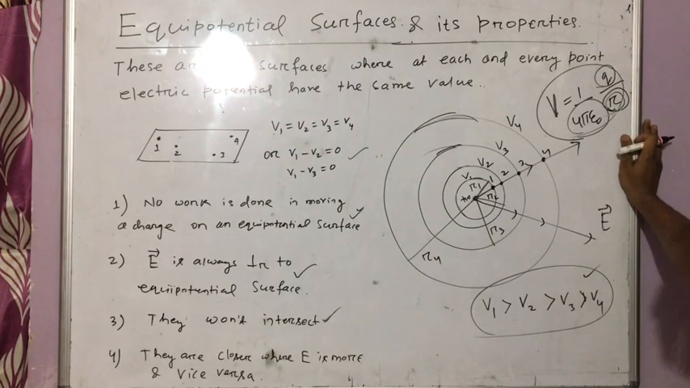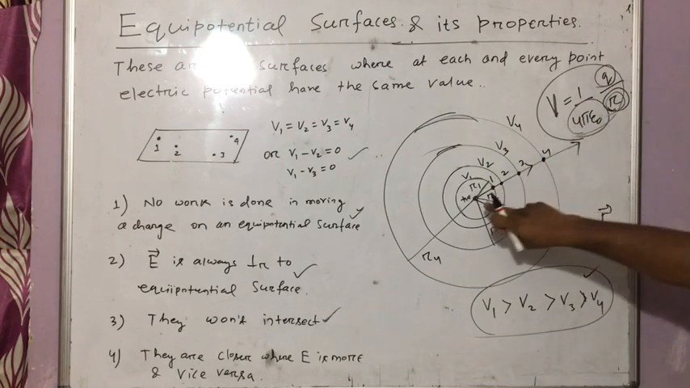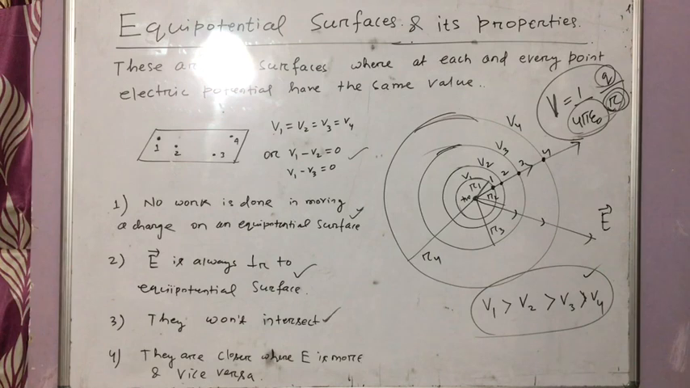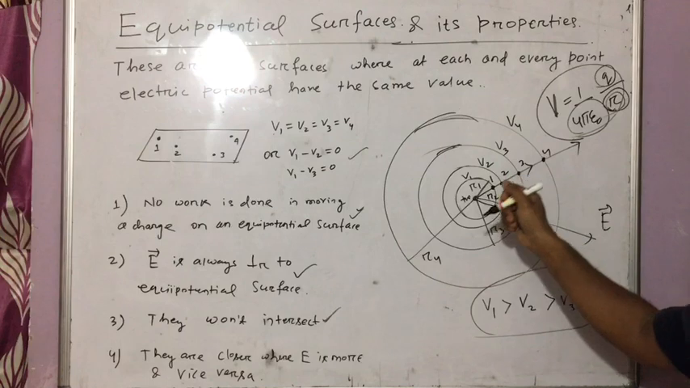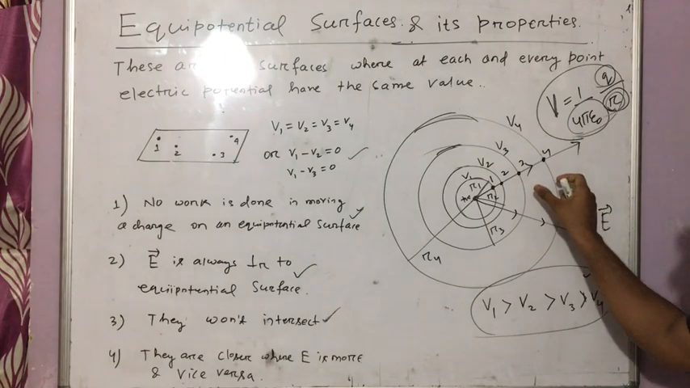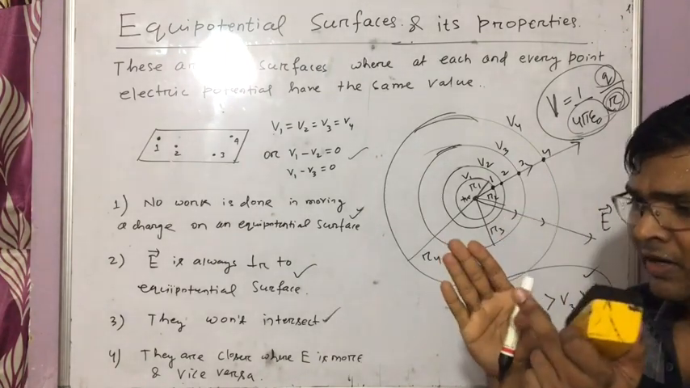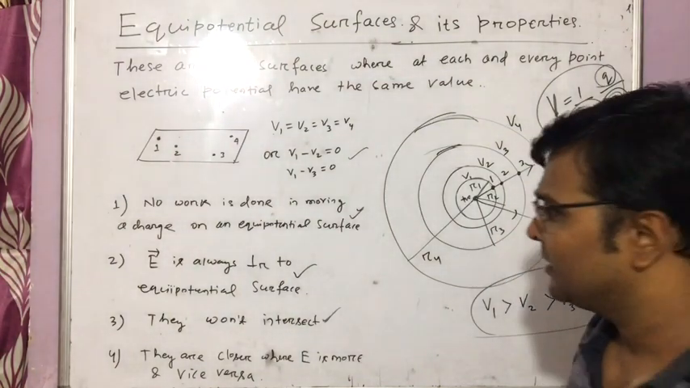So a question can come: draw equipotential surfaces for a single point charge and also explain its shape. So this is the shape for your positive charge. Similarly, you can draw it for a negative charge, but the only difference is what? For a negative charge, just the opposite. Electric field is directed inward. Means the gap between the spheres in the outer region will be smaller than that of the inner one.